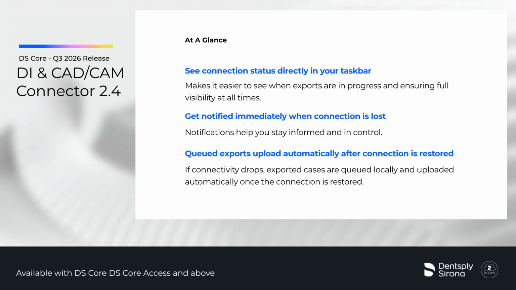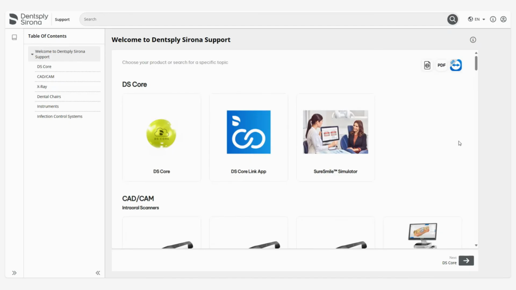Should connectivity drop unexpectedly, exported cases are queued locally and uploaded automatically once service resumes, minimizing manual checks and keeping production on track. And that's it.